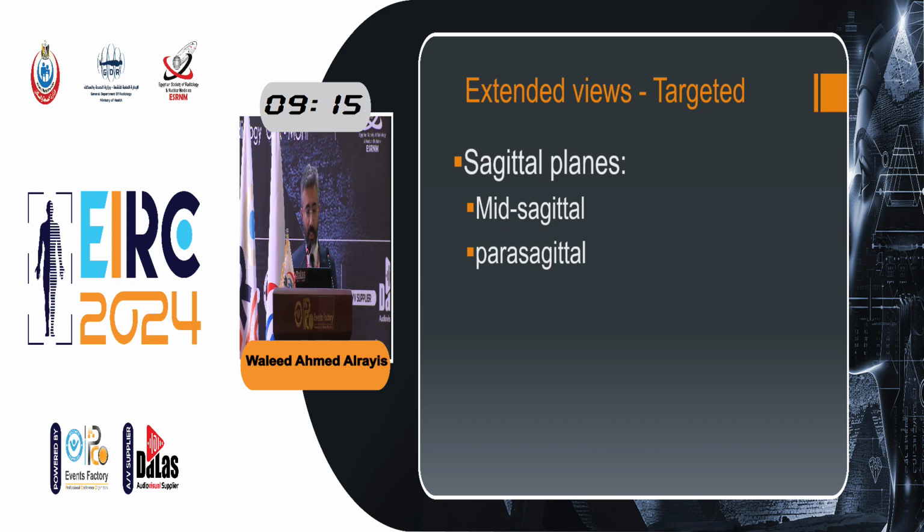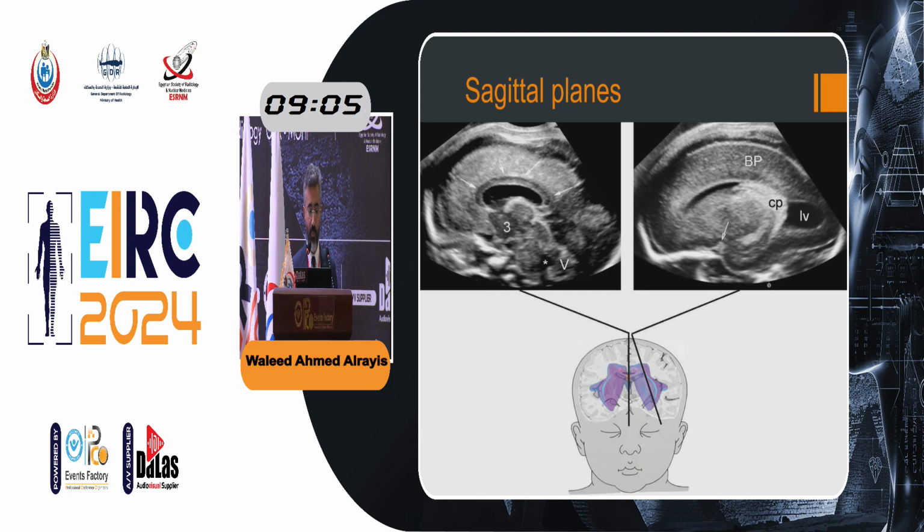Our second plane in the extended views is the sagittal plane. We just incline the probe 90 degrees. We have the mid-sagittal plane and the parasagittal plane. Through the fontanelle here, we have the midline, the mid-sagittal plane, and para-midline on every side, the parasagittal plane.